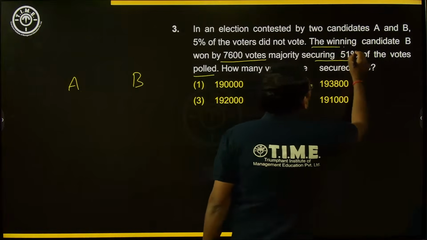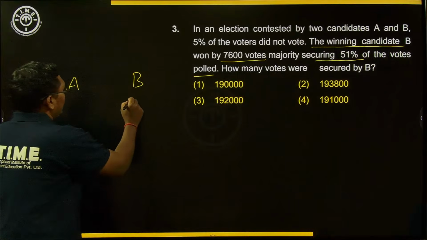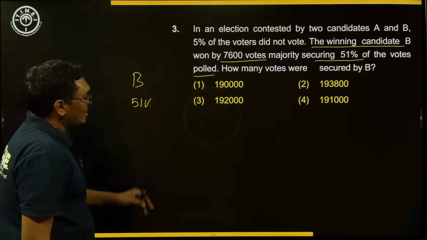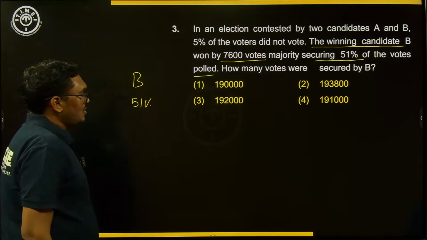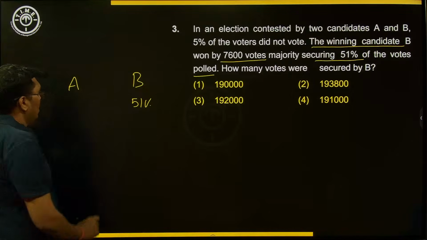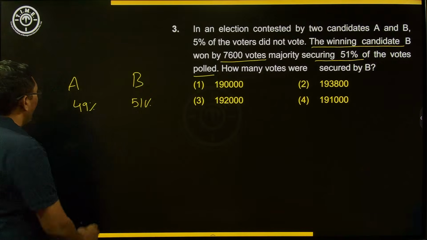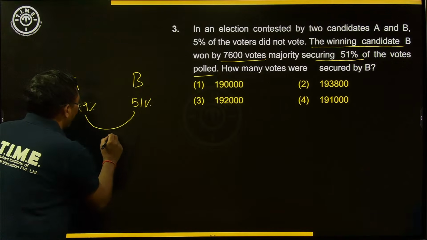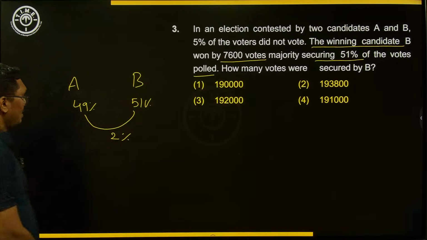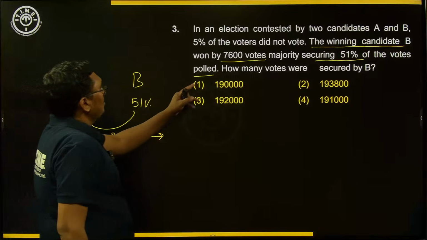So who won the contest? So ఎవరు విన్ అయ్యారు? B విన్ అయ్యారు. Bకి ఎంత పర్సెంటేజ్ వచ్చింది? 51% వచ్చింది. So total polled votes is 100%. So B got 51% means A got how much percentage? That is 100 minus 51, that is 49%. So how much more? So this is 2% more, right? B got 51%, A got 49%. That means 2% more.